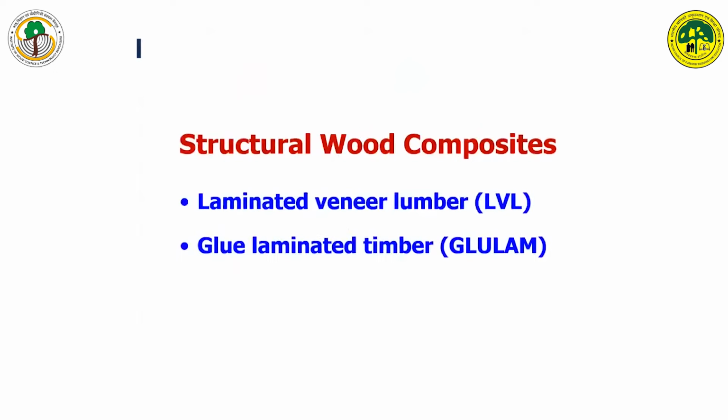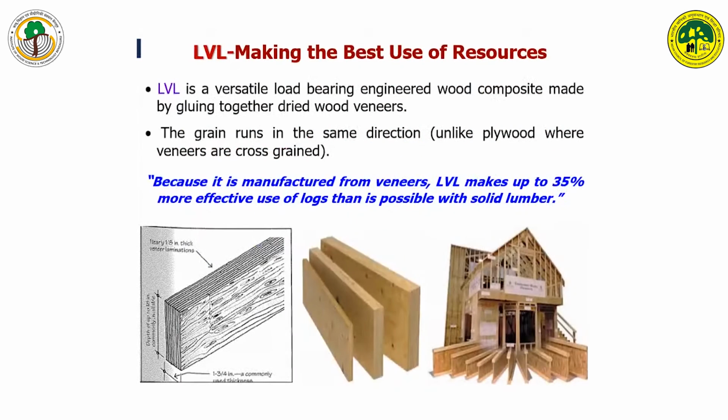So now I'll talk about laminated veneer lumber, on which our institute has done work in the past, and glue laminated timber. Laminated veneer lumber is a very versatile wood product, which is a load-bearing structural composite. It can be used for different building and construction and other load-bearing applications. They are generally produced in thicker sizes. Unlike plywood, where adjacent veneers are cross-oriented, in LVL all the grains of the veneers are oriented in the same direction. This is the basic difference between plywood and LVL.